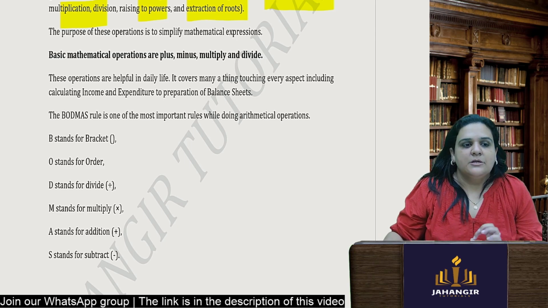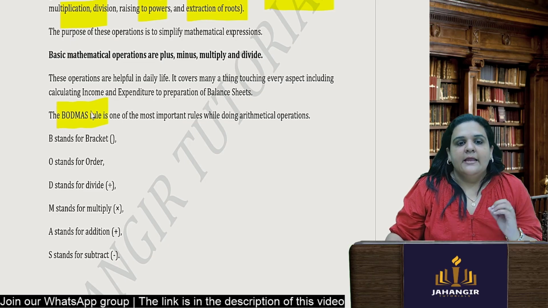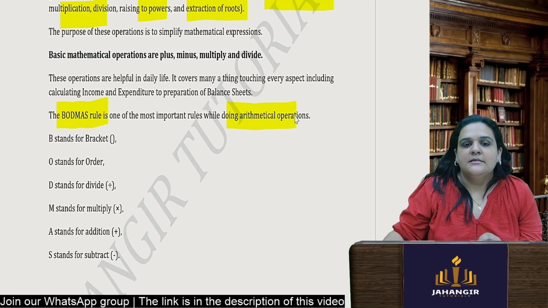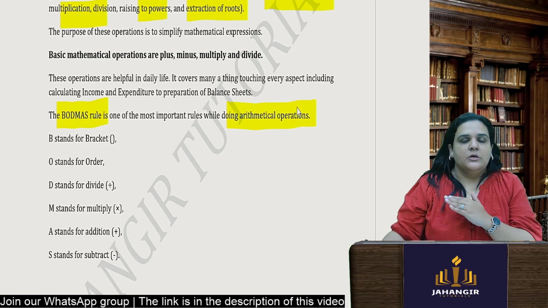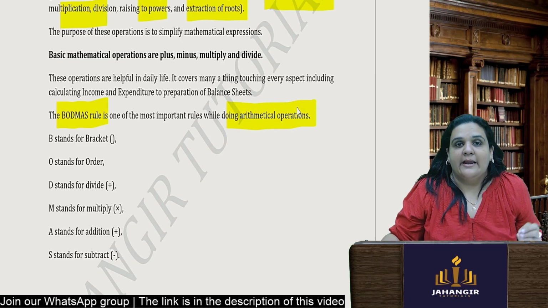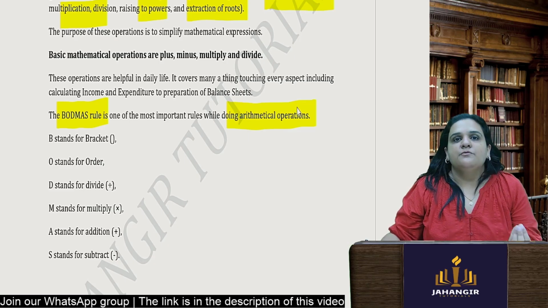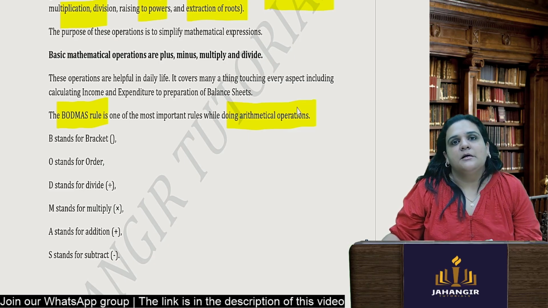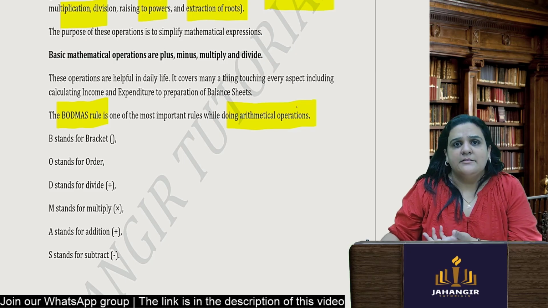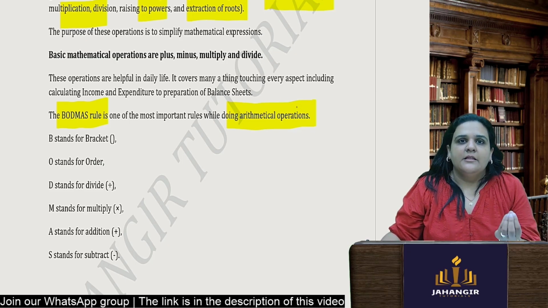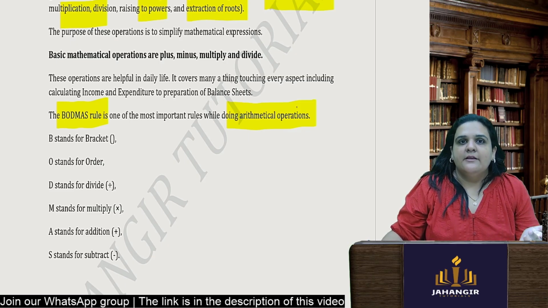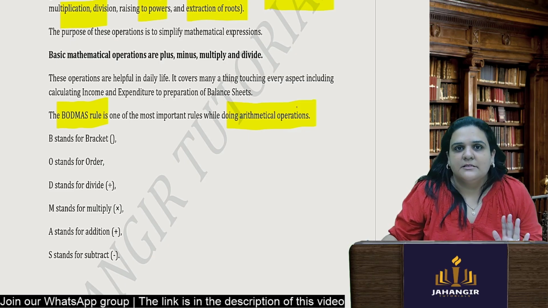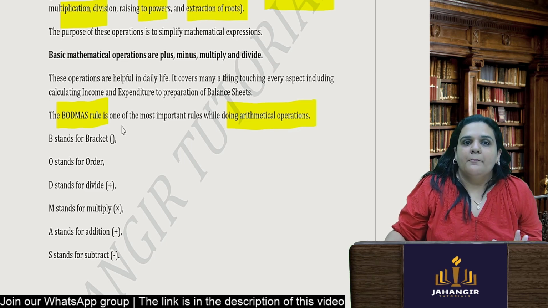The most important rule is the BODMAS rule, wherein any operation has steps. You cannot just solve any mathematical operation randomly. There are certain rules which we follow, and the most important is the BODMAS rule. It is also known as the DMAS rule. Why? Because we first do division, then multiplication, then addition, and last comes subtraction. So what is BODMAS?